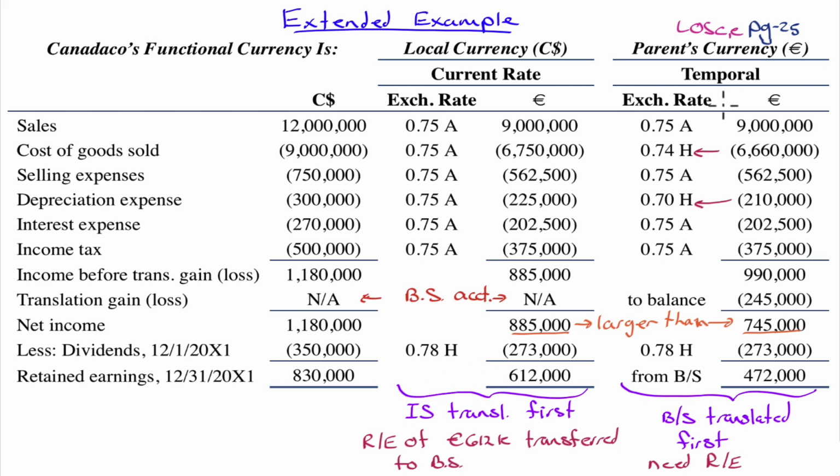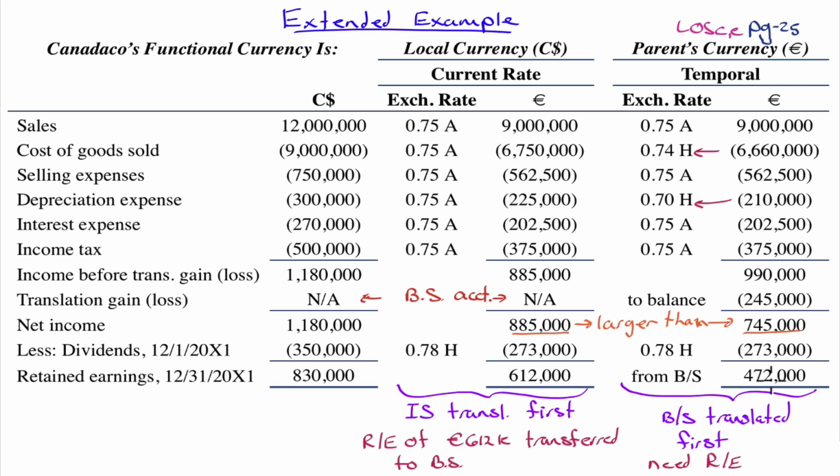For the temporal method, we start at the balance sheet first. Now you may say, but how are you going to get the retained earnings for the balance sheet? It's very simple. You do the balance sheet, and retained earnings is whatever you need it to be to make it balance. Why? Because the translation gain or loss shows up on the income statement. But since we don't know what the translation gain or loss is, what we're missing is the retained earnings account. The retained earnings must be what is required to make the balance sheet balance.